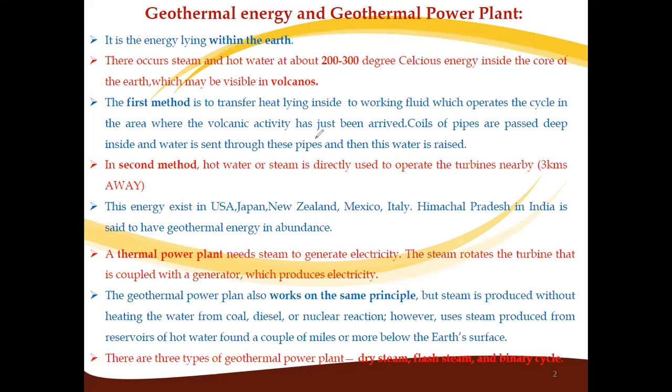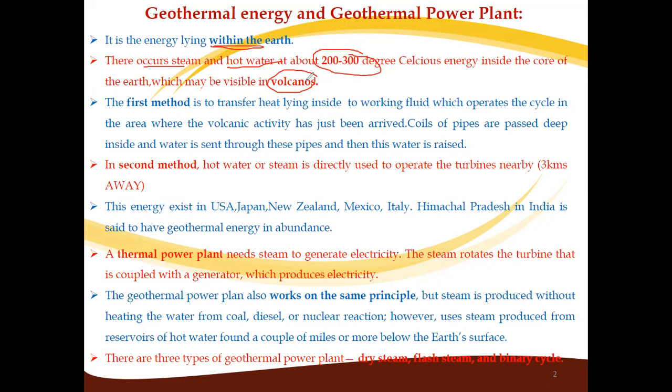So geothermal energy is nothing but the energy which is lying within the earth. That energy is called geothermal energy. In this geothermal energy there occurs steam and hot water at about 200 to 300 degrees Celsius inside the core of the earth. And this geothermal energy is visible to us through volcanoes. If a volcano happens, then this geothermal energy is visible to us. Otherwise it is very deep inside the earth.